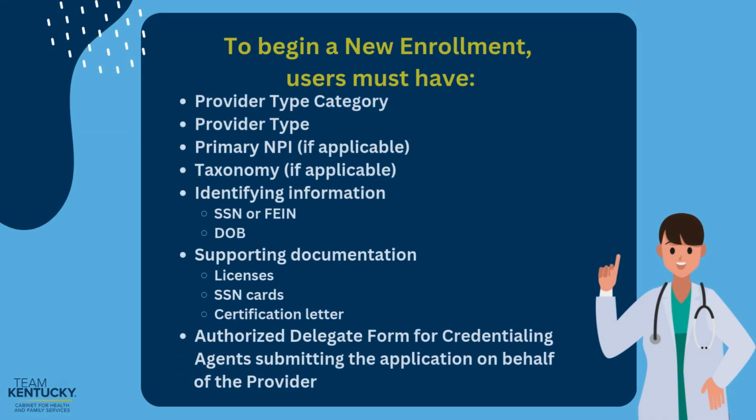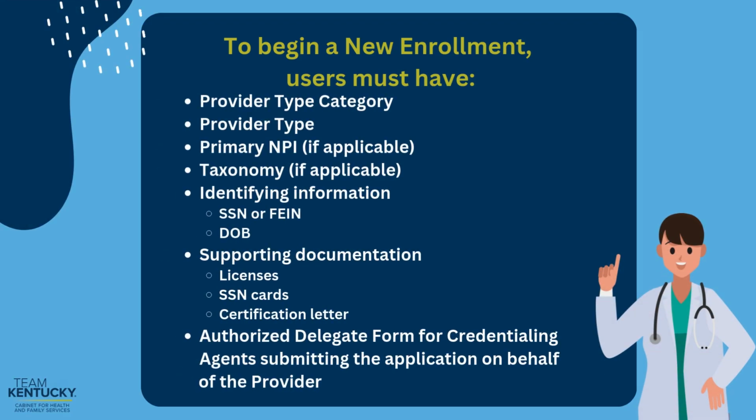Please note that prior to beginning a new enrollment application, users must know and have the provider type category, applying as an individual, group, or entity, the provider type, primary NPI and taxonomy, identifying information such as Social Security number or Federal Employer Identification number, dates of birth, supporting documentation such as licenses, Social Security cards, certification letters, and an authorized delegate form for credentialing agents submitting an application on behalf of a provider.